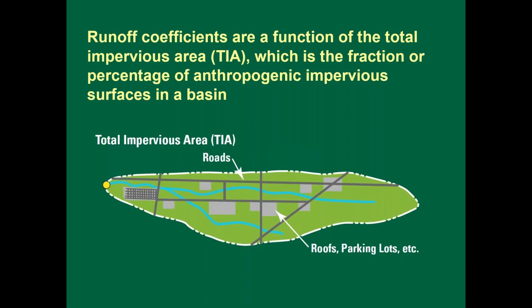So now we've covered the pre-storm flow. Let's talk a little bit about runoff. So the runoff coefficients are a function of the total impervious area, which is the fraction or percent of anthropogenic impervious surfaces. So SELDM uses the fraction of impervious surfaces in the interface. And again, that's roads, roofs, parking lots, etc. For the highway site, it would be the pavement.